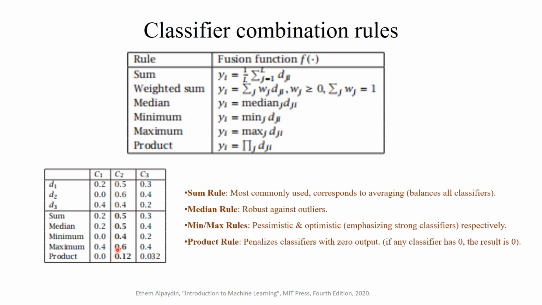This sum rule is commonly used and corresponds to averaging. It tries to balance all the classifiers. Median rule is robust against outliers. Minimum and maximum rules are pessimistic and optimistic respectively. When I say optimistic, it tries to emphasize the strong classifiers. Product rule penalizes the classifiers with 0 output. So if any classifier has 0, the result is 0.